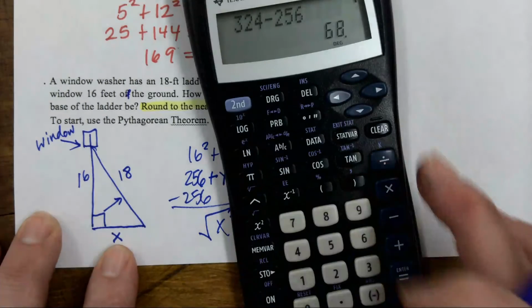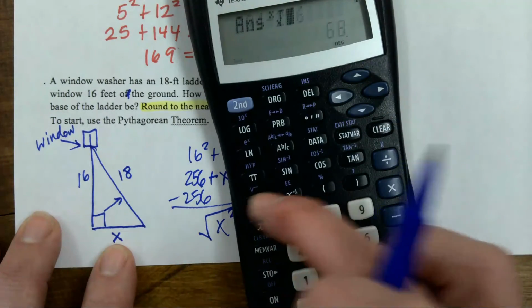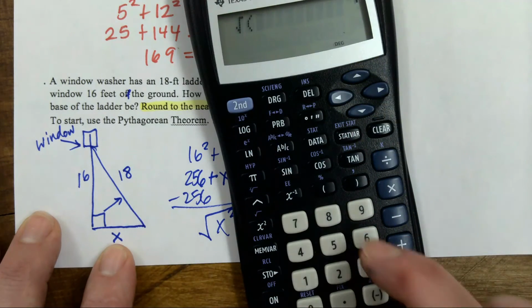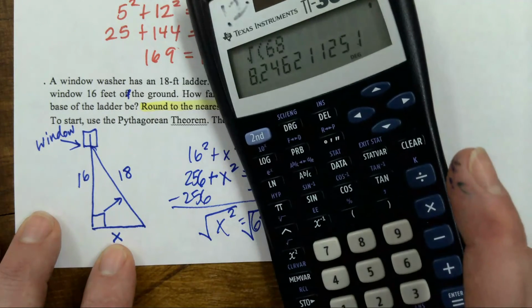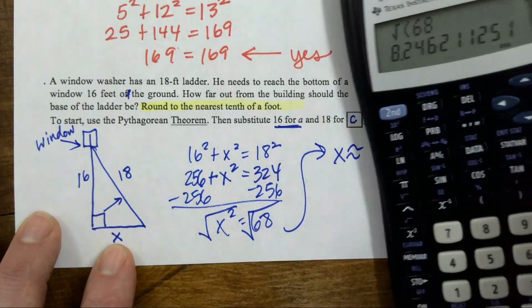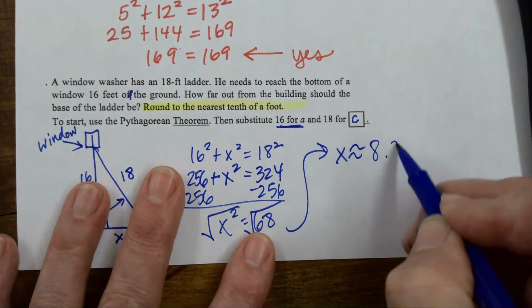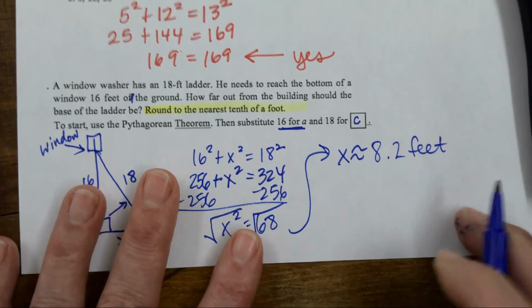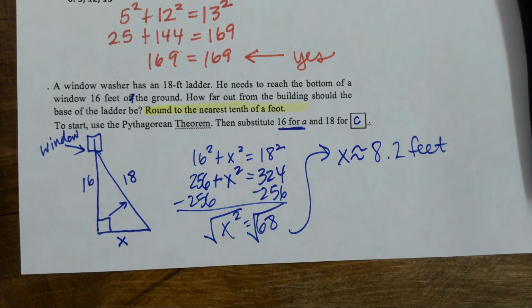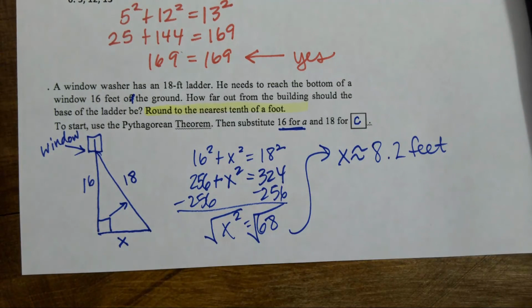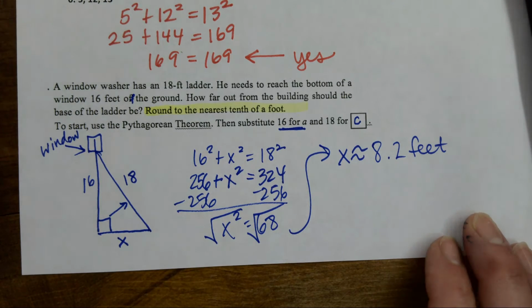Because it said round, I'll just do the square root. And nearest tenth of a foot, that's 1 decimal point after, so it's roughly 8.2 feet should be your final answer. Again, just pay attention to how the question needs to be answered. Pay attention to the directions. Any questions or comments?